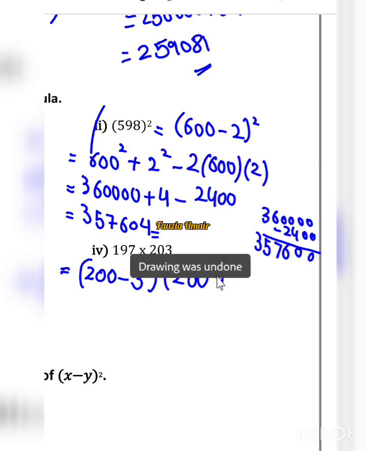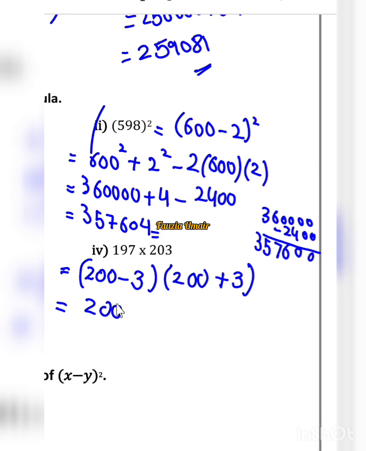(200 plus 3). So now I can just apply the formula a minus b into a plus b. So the answer is 200 square minus 3 square, a square minus b square. So basically this is 4 with the 4 zeros, so 40,000 minus 9.